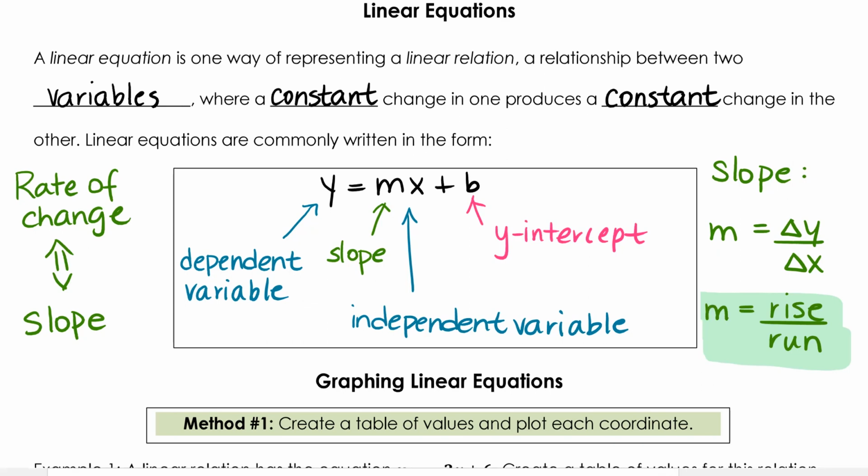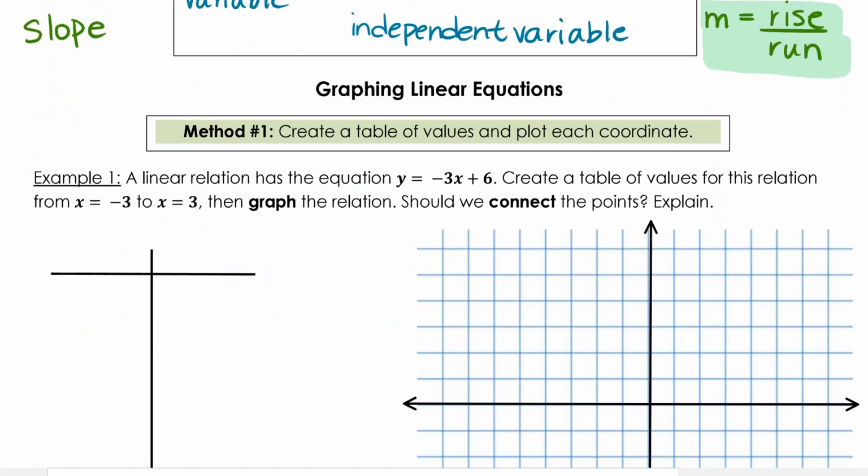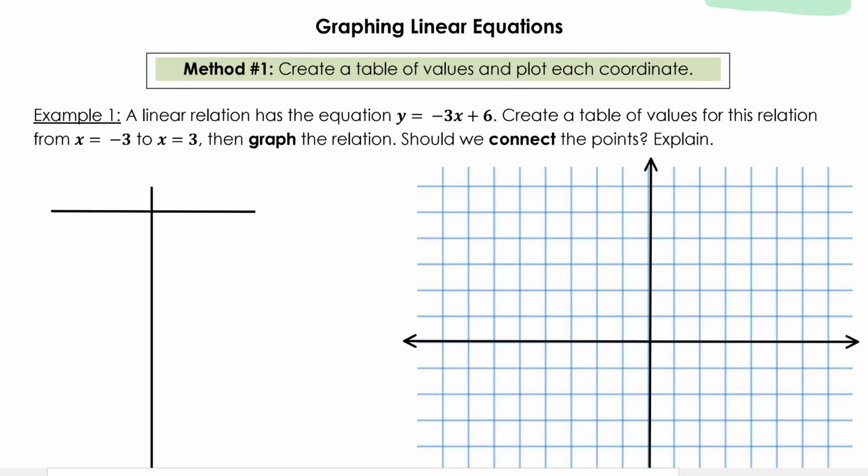There are two ways that we can graph a linear equation. The first, method 1, involves creating a table of values and then plotting each coordinate. Let's see an example. A linear relation has the equation y equals negative 3x plus 6. Create a table of values for this relation from x equals negative 3 to x equals positive 3 and then graph it.